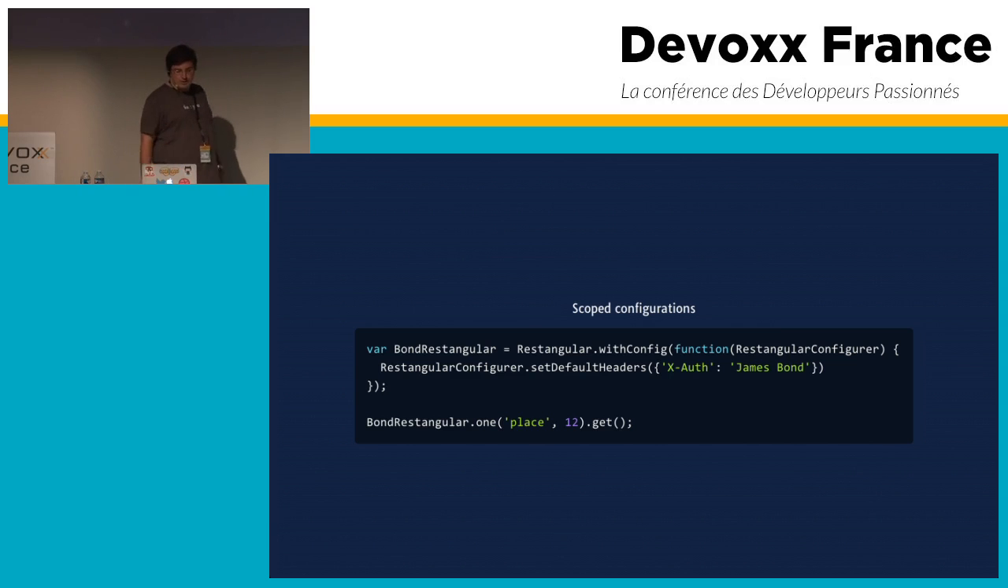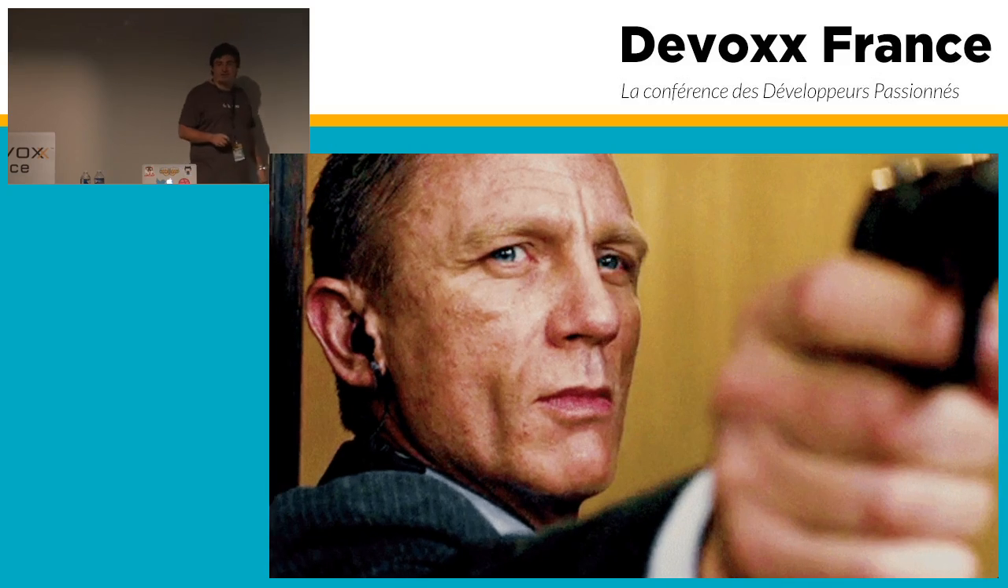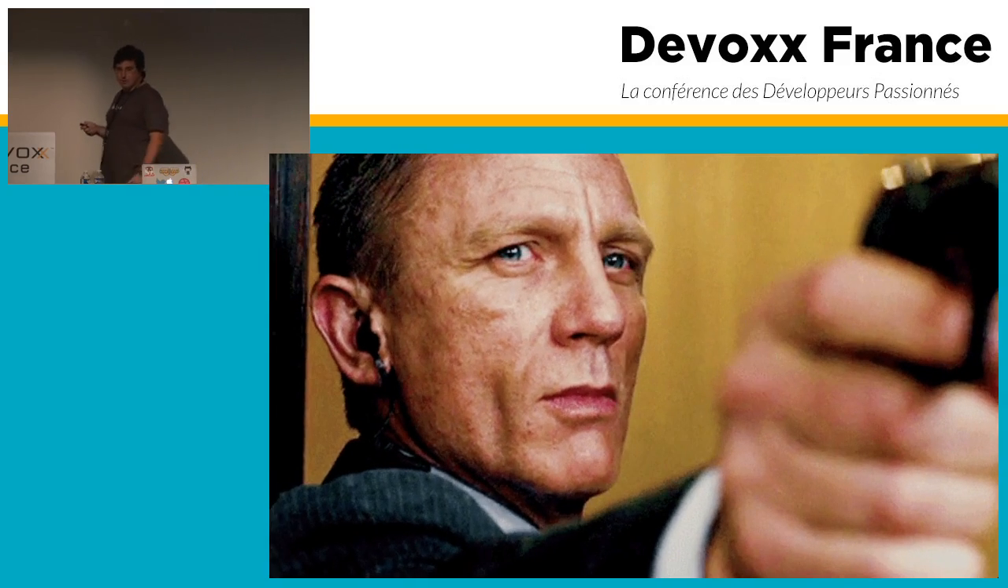In this case, what I'm doing is setting the default header X-Auth: Shames Bond. And this withConfig will actually return a new instance of Restangular. Most of the times, this is actually used as a factory so that you could have a Restangular service and then a Bond Restangular service, in this case, as a different factory. Then, as an example, in the last line, what you will see is that I'm doing bondRestangular.one('place') and then calling the get. That get will have the header of Shame's Bond. So it will be there in all requests.